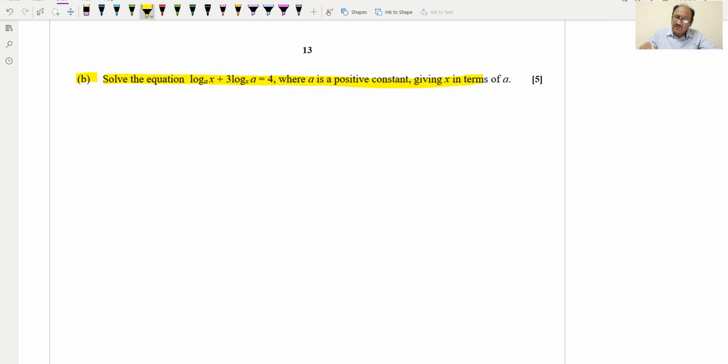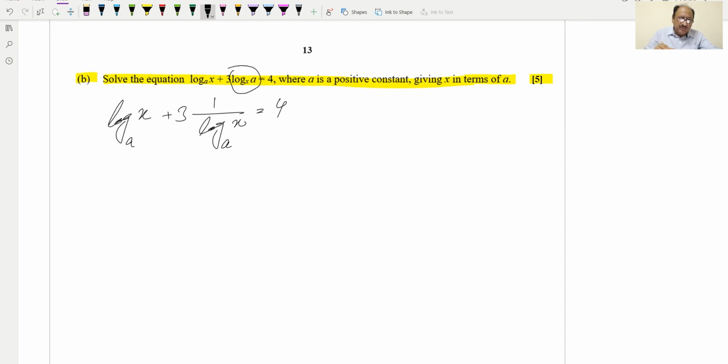Now B part, and B part says solve the equation, where a is a positive constant, giving x in terms of a, and this is also a 5-mark question. So we can write the given equation as log of a base a x plus 3, and this log of x a we can change the base by switching from numerator to denominator, and this will be equal to 4.